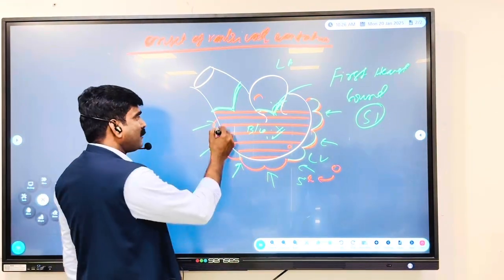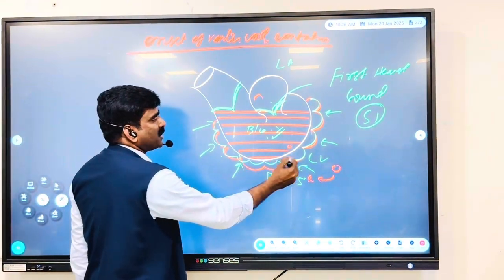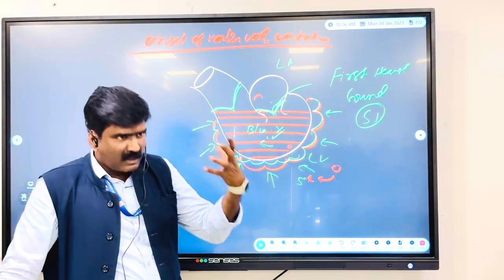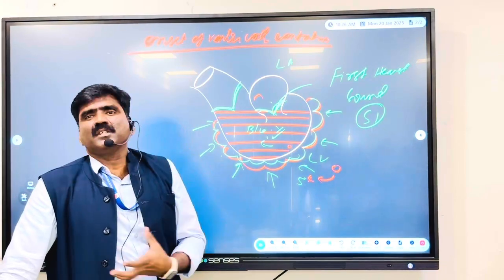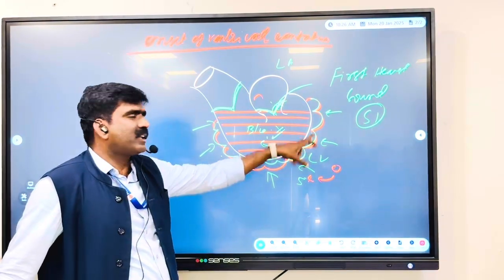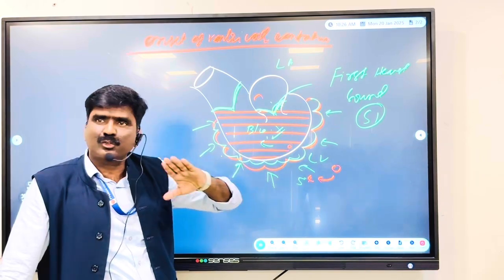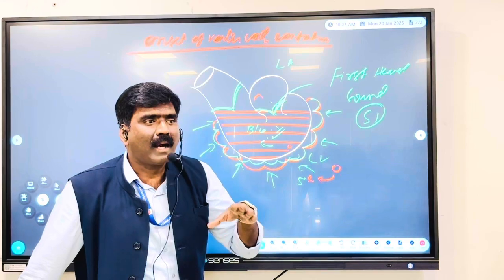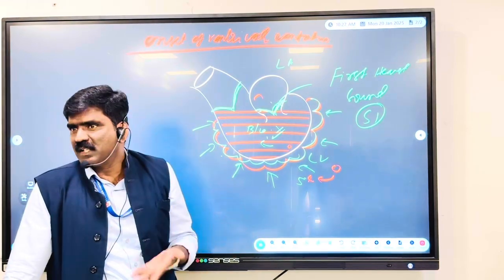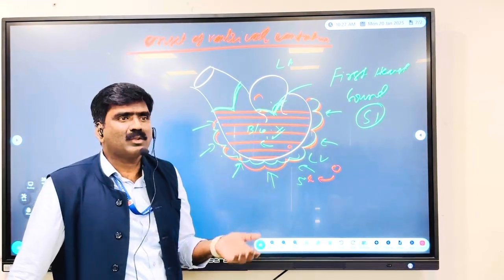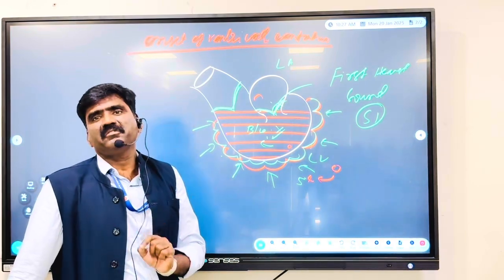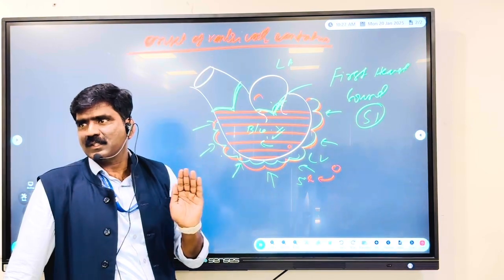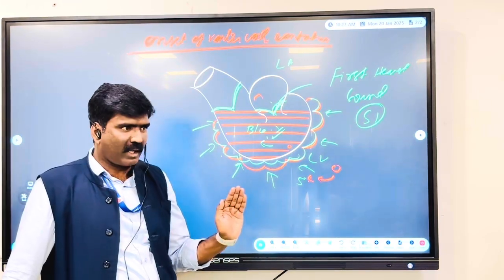But at the same time, there is an increase in the pressure. Gradually the pressure is increasing in the ventricle, right? So the pressure is changed, the size of the ventricle remains the same, and the blood volume is also not increasing. At the same time pressure is increased in the ventricle. That is why it is called the isovolumetric phase. There is no change in the size of the ventricle and no change in the blood volume, right?